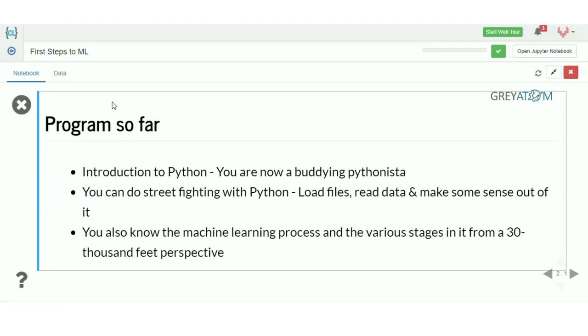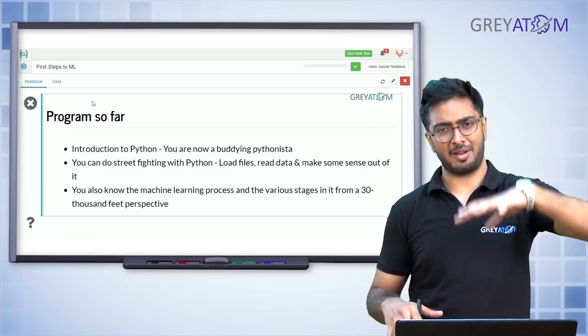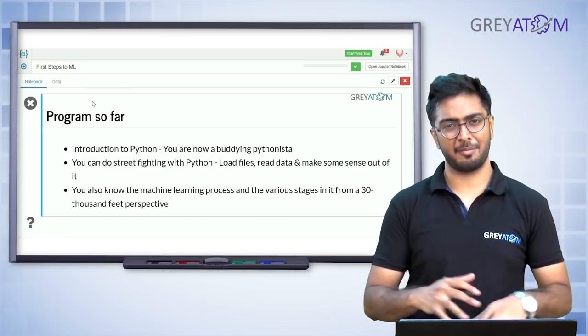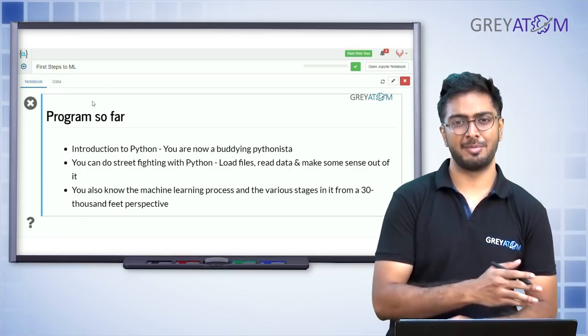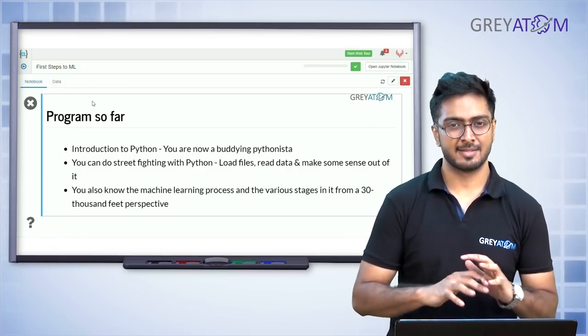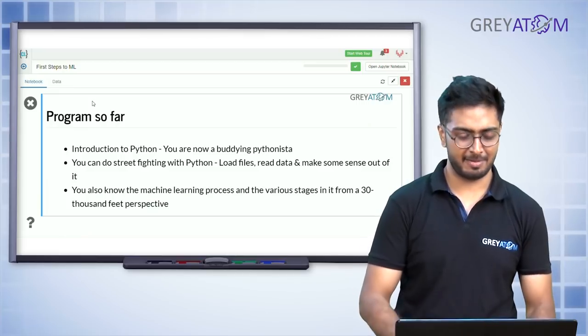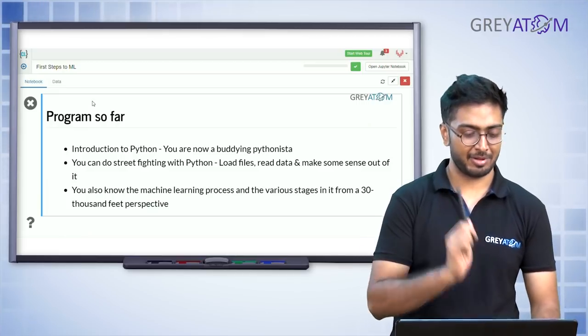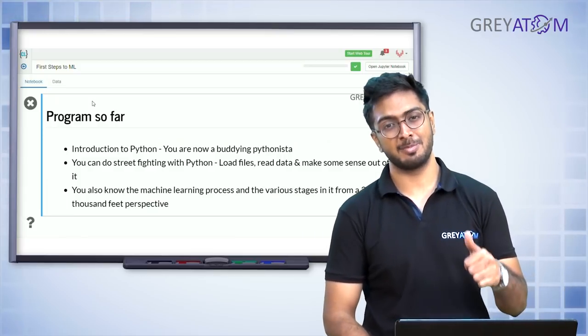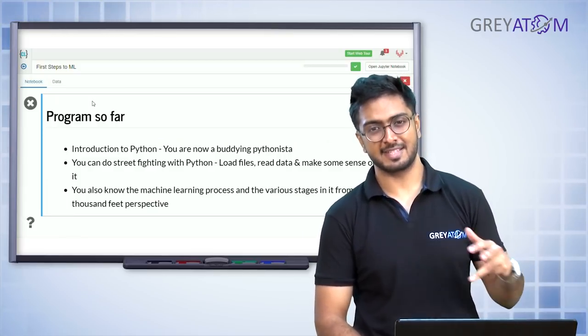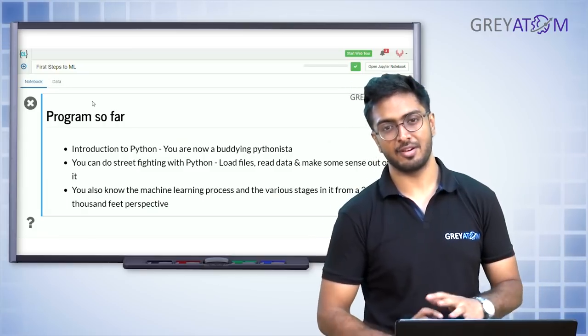And you also know what the machine learning processes and various stages in it are from a 30,000 feet perspective. So you have that overall idea of what machine learning is all about, and what differentiates machine learning from rule-based systems. That's a fairly good place to be in. Also, what is not written here is that you also know about descriptive stats. So you understand what mean, median, mode, standard deviation, interquartile range are, all of that.